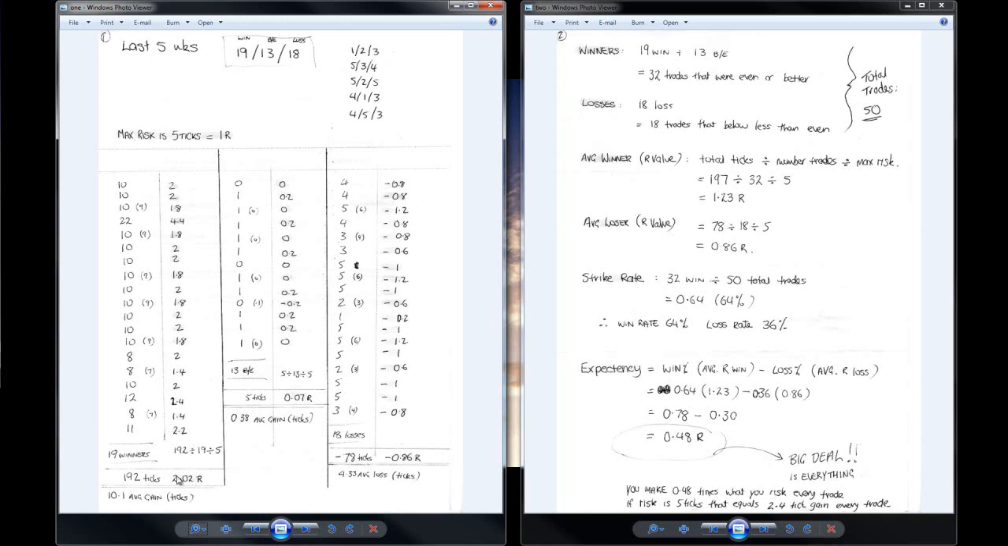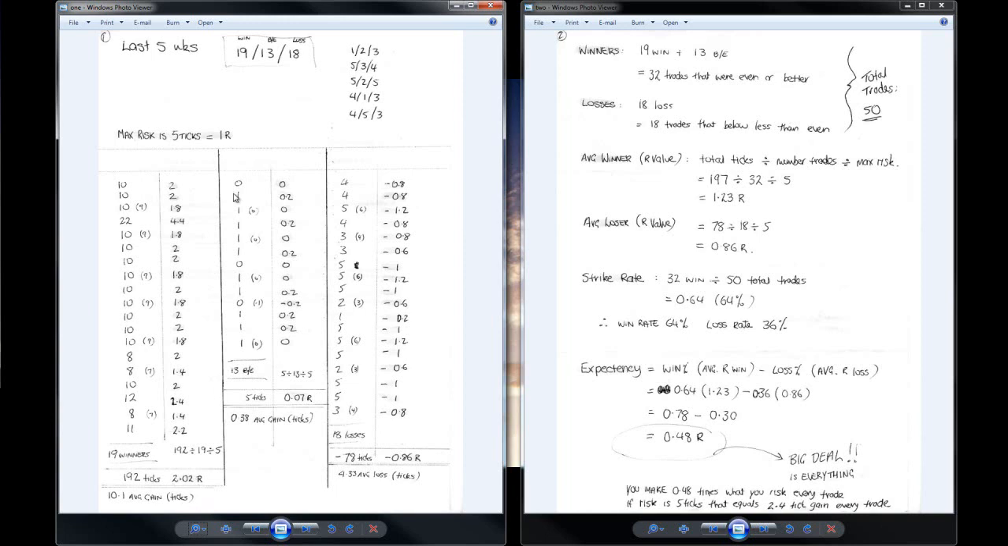You might times that by 5 ticks, because that's what I risk. Or if I risk $1,000 per trade, if that equals my 5 ticks, then it's 2.02 times 1,000. That's what I make in dollars. You can set it in dollars or ticks, however you want, you just times it by that figure. But I'm making 2.02 times what I'm prepared to risk.